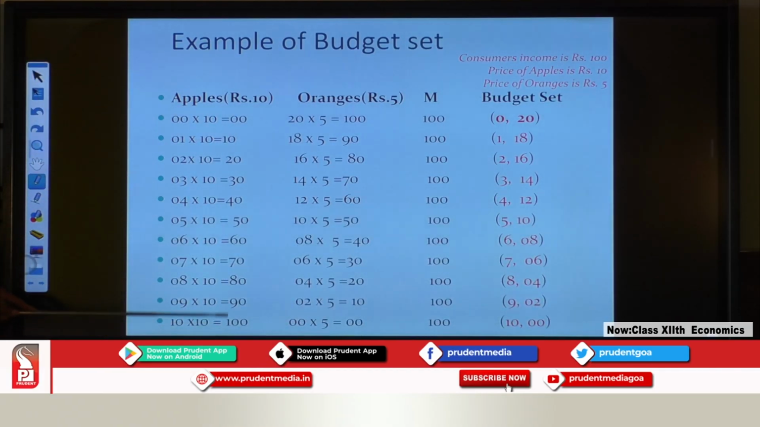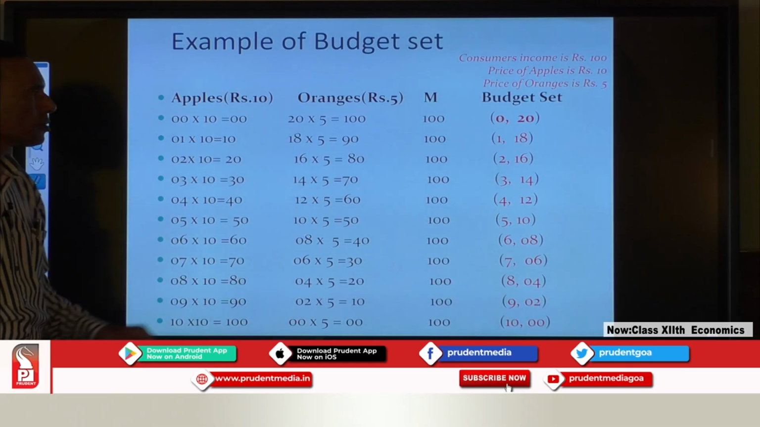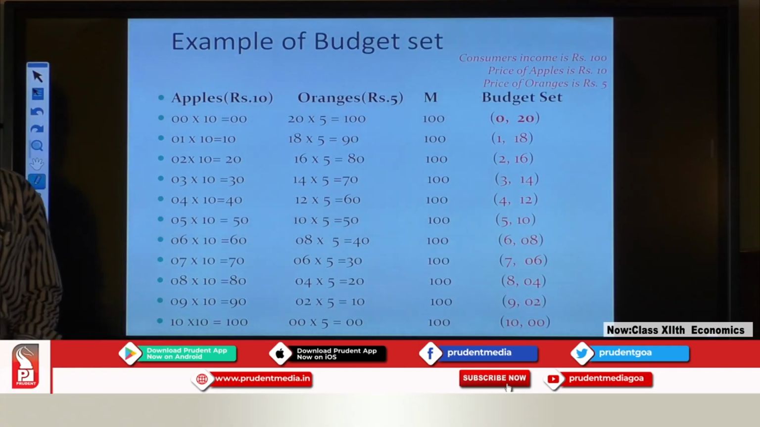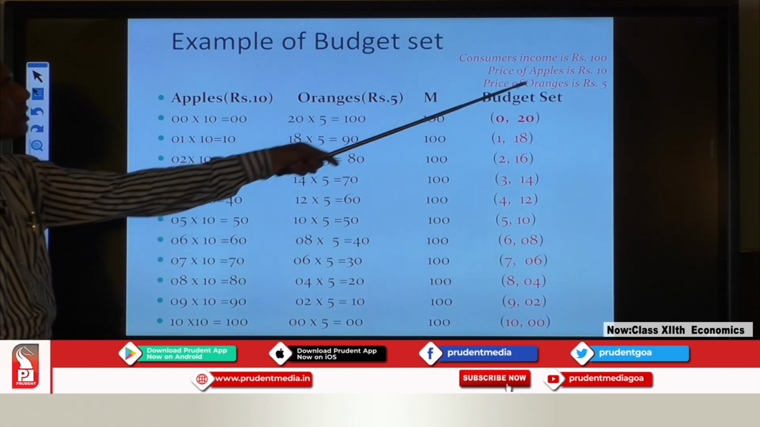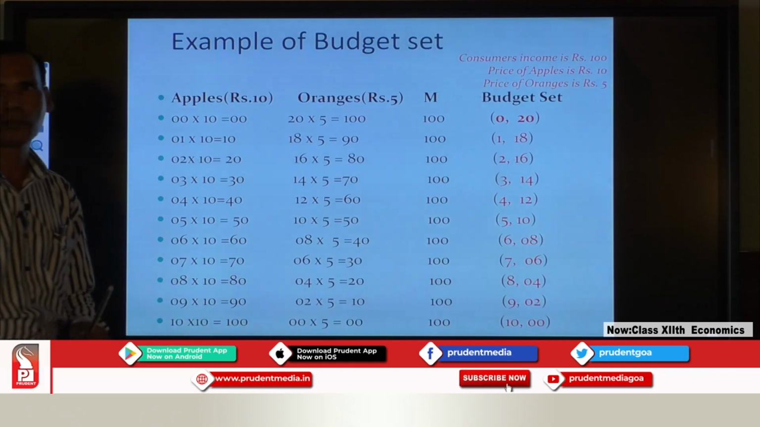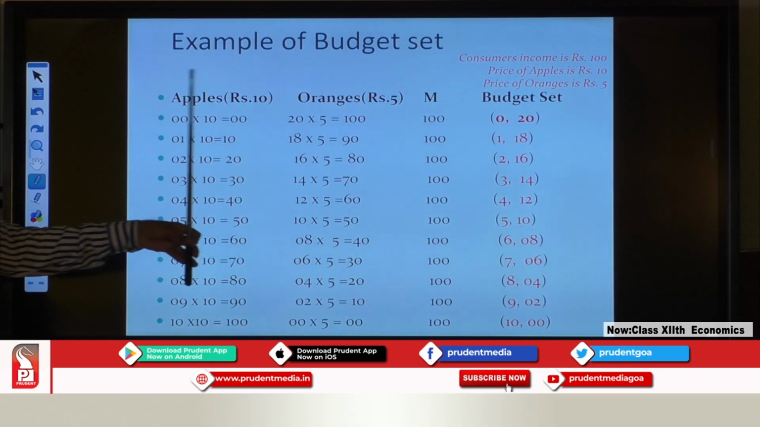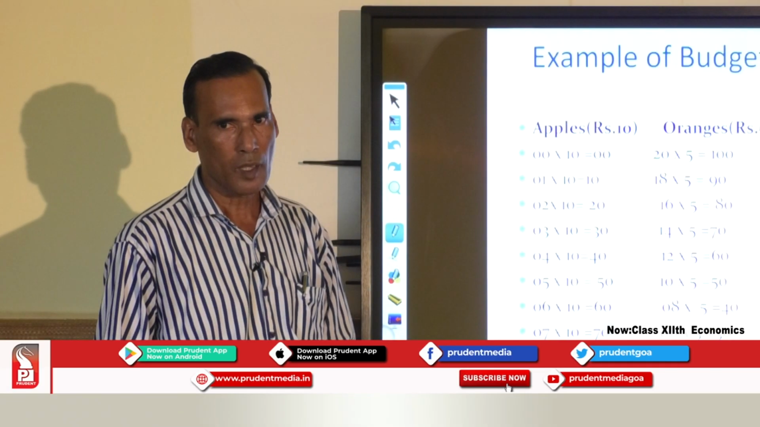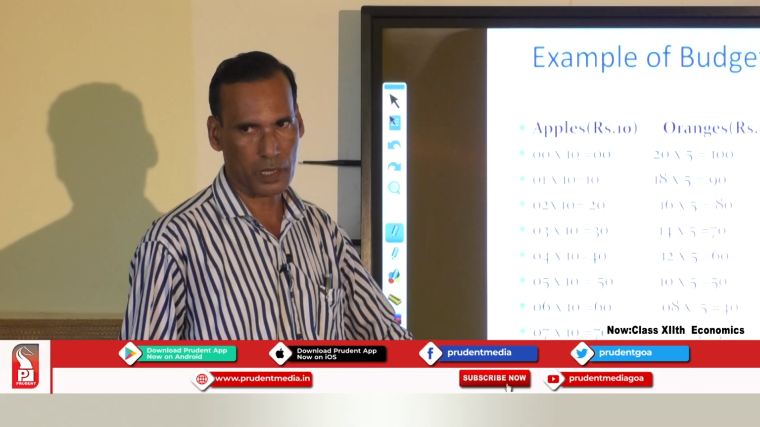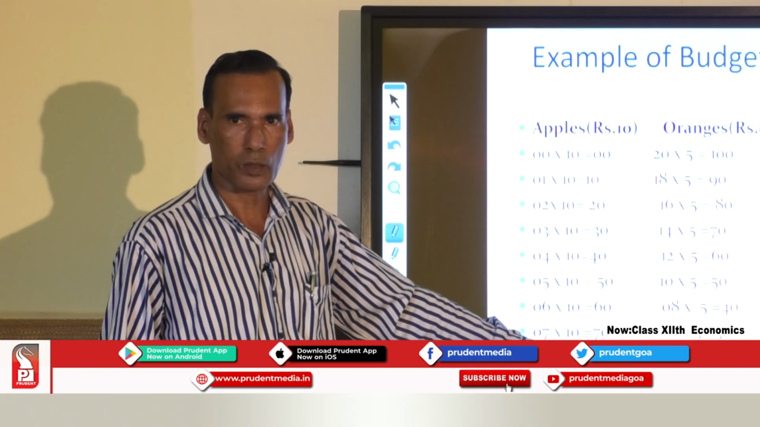So I have completed this full budget set. Here you need to take note of the combinations that I have given. Your full income, or your full amount, is utilized in purchasing both goods, apples and oranges. There will be more combinations which will be less than 100 rupees. These combinations are equal to 100 rupees.